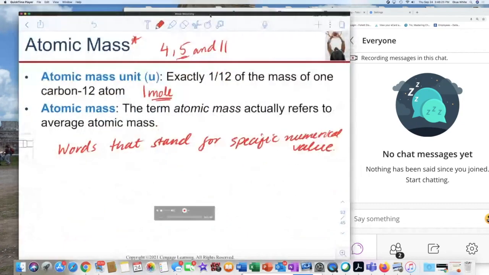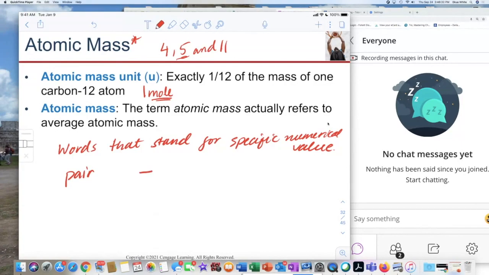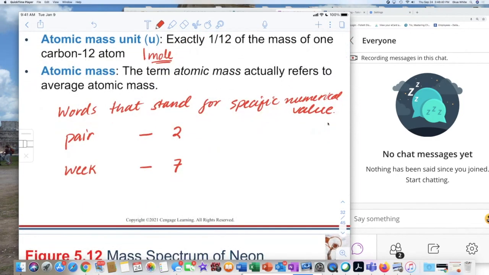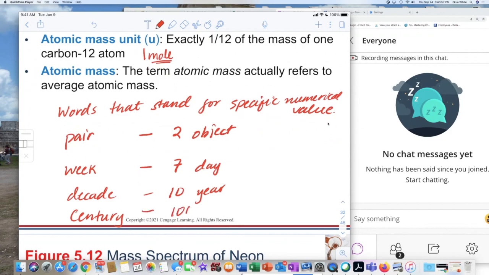And I'll continue. When we say pair, it's understood that a pair stands for two. When we say a week, it usually stands for 7 days, so just seven. When we say a decade, it usually stands for 10, right? Like 10 years. 7 days, two objects. And of course, when you say a century, century usually stands for 100, right? So it can be 100 years. But you understand that these words are usually tied to a specific numerical value.